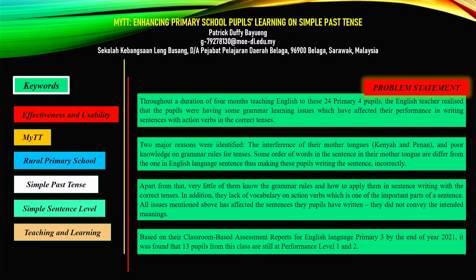Number 2 is the MyTT itself. Number 3, we are going to look at the rural primary school context. And next one is on simple past tense. And number 5 on simple sentence level, which means the pupils are going to use this simple past tense at simple sentence level. And last but not least, we're going to look at teaching and learning. So all these keywords, we are going to relate and see the effectiveness and usability of this MyTT at enhancing pupils' learning of simple past tense.